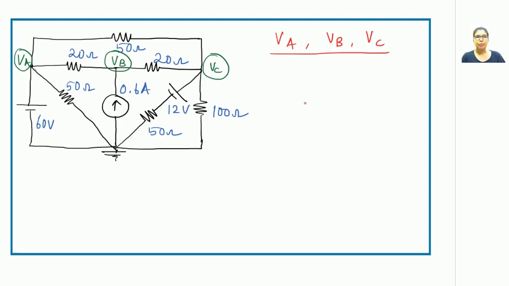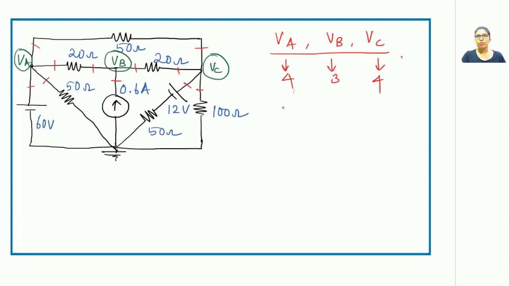This question says, there is a node VA which is connected to 1, 2, 3, 4 branches. So VA should have 4 terms for writing the KCL equations. What about VB? VB has 1, 2, 3. So the KCL equation written at node VB should consist of 3 terms. What about VC? 1, 2, 3, 4. Again, VC will have 4 terms. So I am writing it over here, 4, this will have 3, this will have 4.